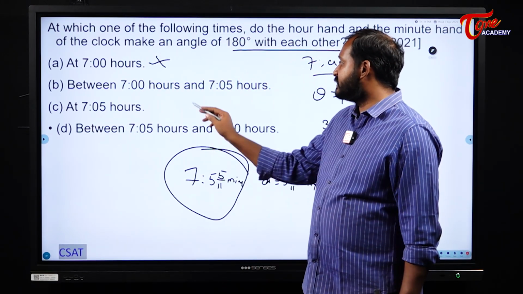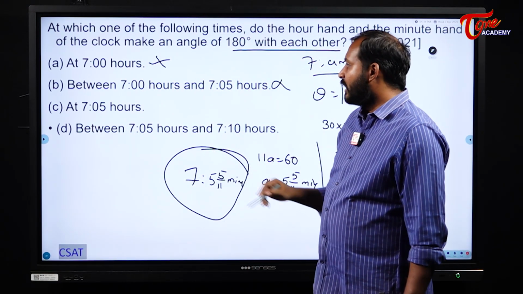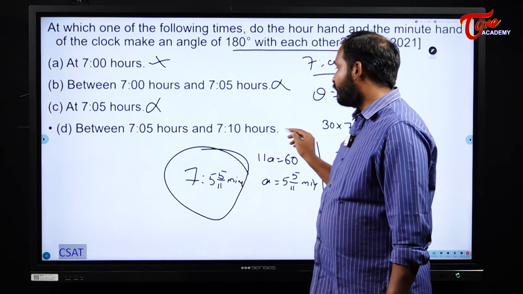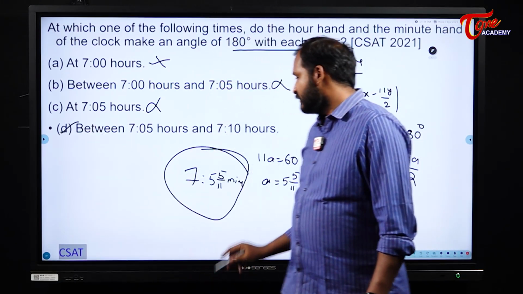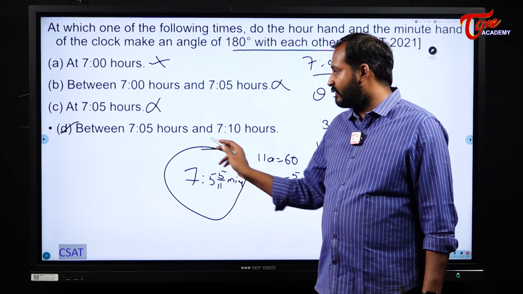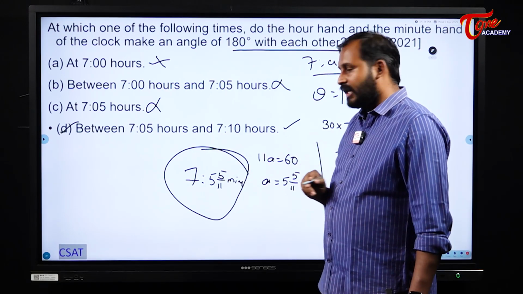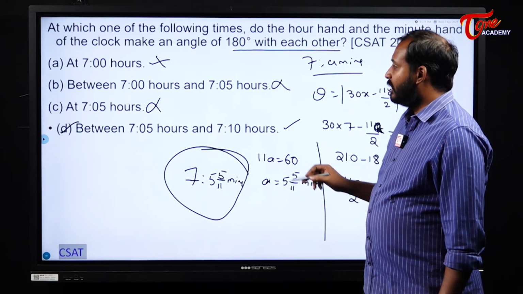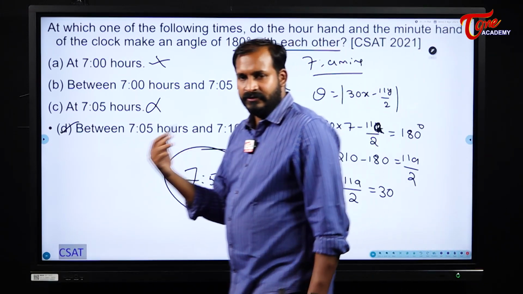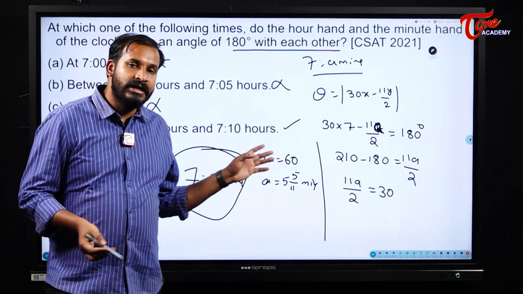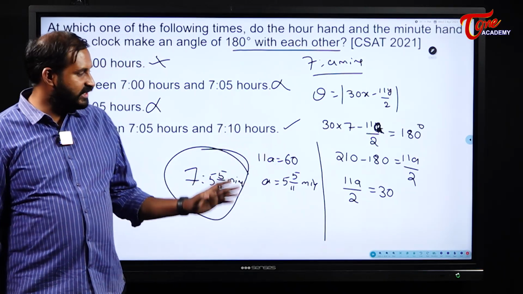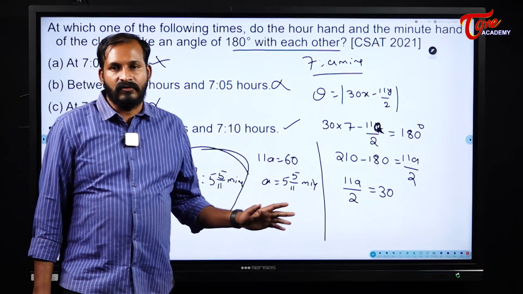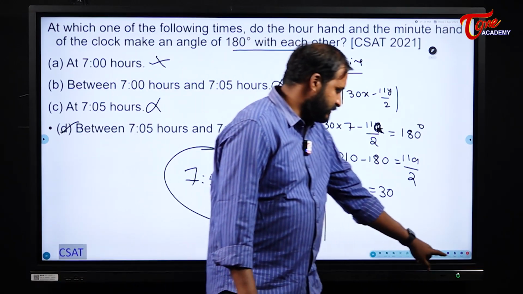So now tell me, between 7 hours and 7:05? No. At 7:05? No. Between 7:05 and 7:10? Yes. Why? Because 7 and 5 by 11 will fall under this time zone. Understood, students? Okay. Like this, indirectly we will take the help of our formula, theta is equal to modulus of 30x minus 11y by 2, and we are going to solve this problem. Right? Next one.